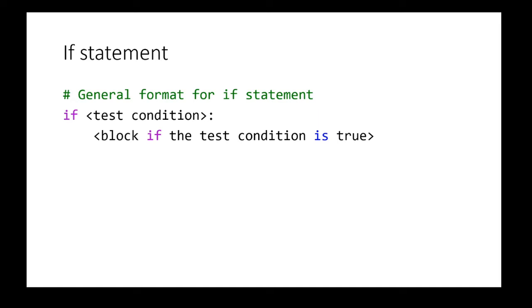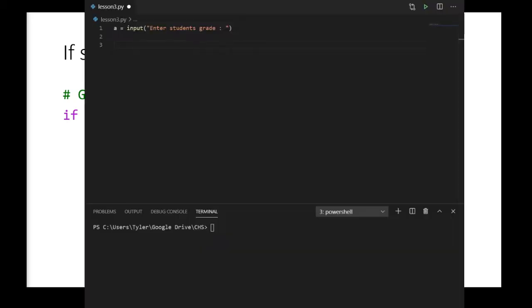So the if statement is pretty straightforward. If you have a condition and it is met, perform the block of code. So let's look at a quick example of this in a code editor. We'll pull one up. We already have here that we're getting input from the user. We want a student's grade. And now the program will process what that input is.